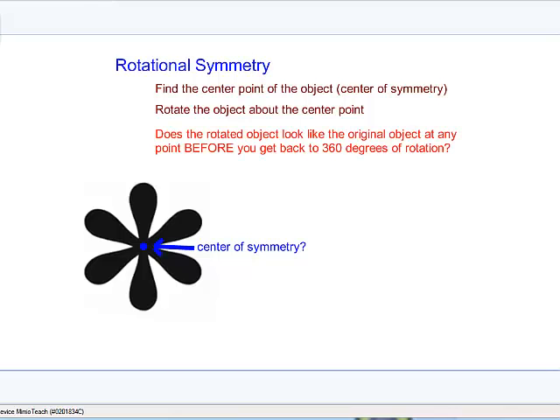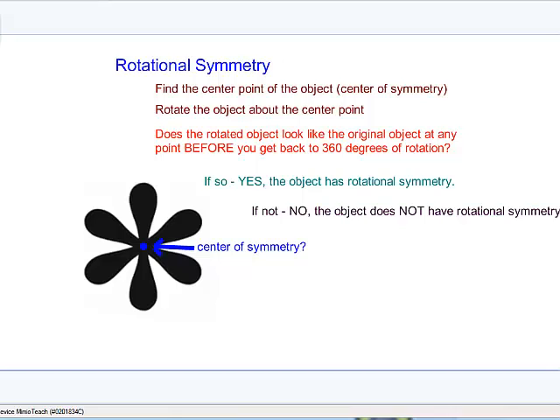Does the rotated object get back to looking like the original object at any point before you get back to 360 degrees of rotation? Of course, everything has rotational symmetry if you spin it one full circle. The question is, does the object you're rotating have symmetry before it gets back to that one full revolution? If so, then yeah, that object has rotational symmetry. If not, then no, the object does not have rotational symmetry.